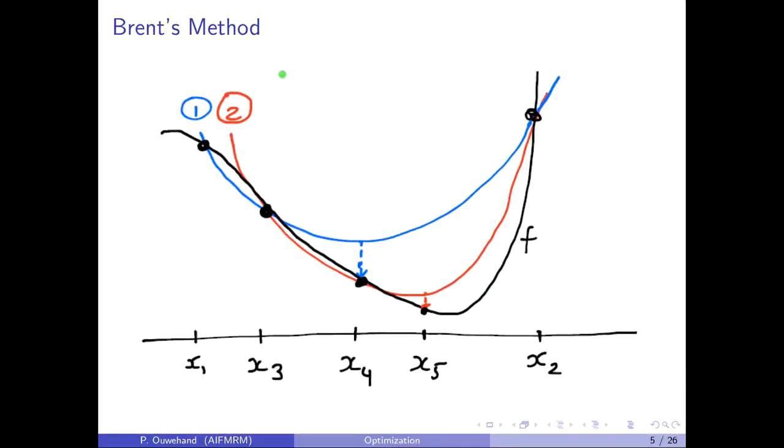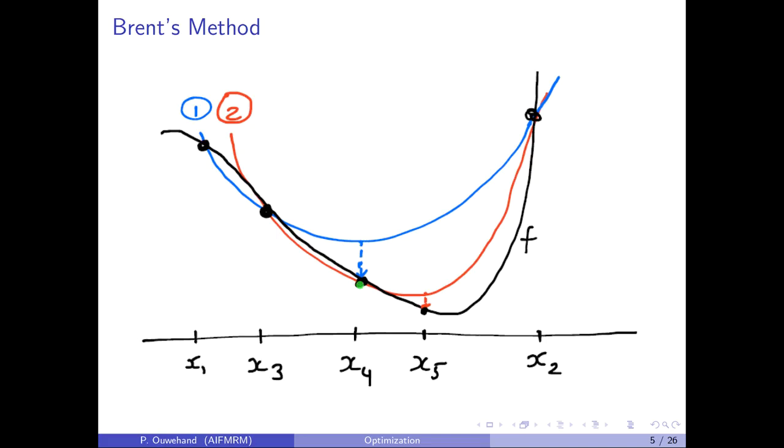Here's how this works. We would like to find the minimum of the curve f, shown in black here. The minimum is over here. And we start with 3 points, x1, x2, and x3. And as you can see, f of x3 lies below f of x1 and f of x2. We then interpolate a parabola, shown in blue, through the 3 points x1, x2, and x3, and find its minimum. We see where that lies on the curve f.